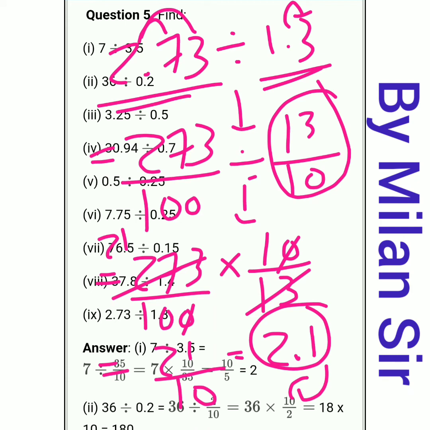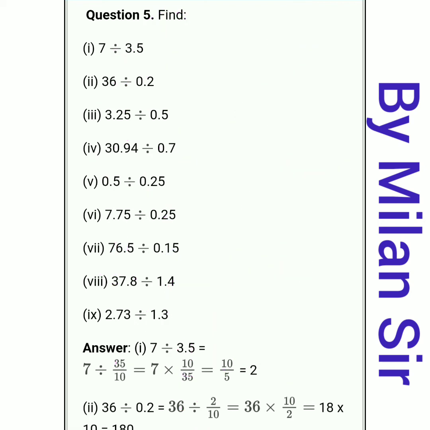So here, first of all, in the question, if we have decimal numbers, then we need to convert them into fractions. After that we can convert our division process into multiplication. For that we need to take the reciprocal of our second number. Then we can do the multiplication, and if we get our answer as a fraction, then again we need to convert it into a decimal number.